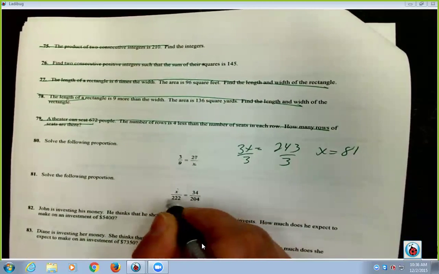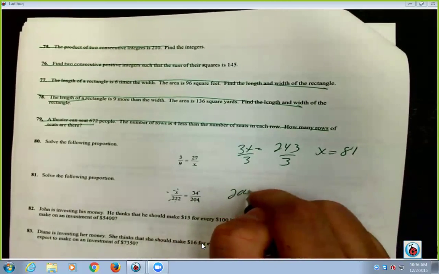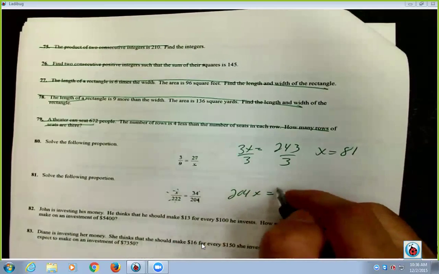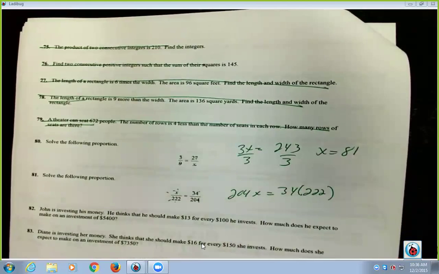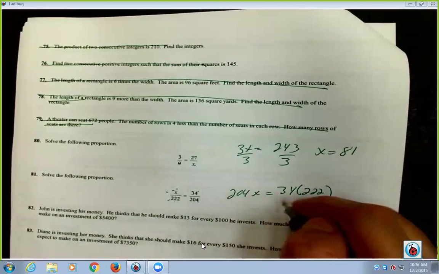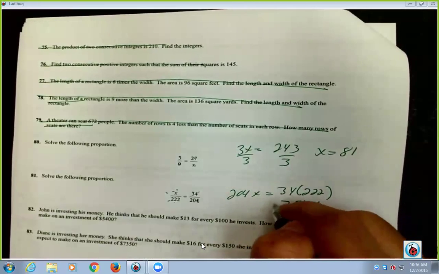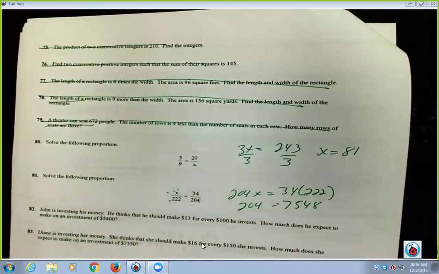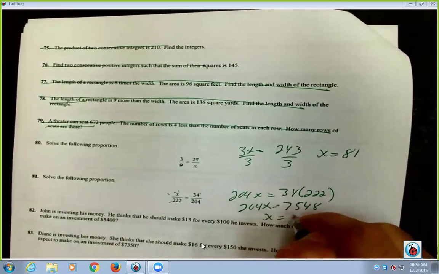But you still just do your multiplications in there. So this one would be 204 times x is equal to 34 times 222. I know they're in basic math for sure. So 34 times 222 equals 7,548. Divide that by 204. And we find x is equal to 37.